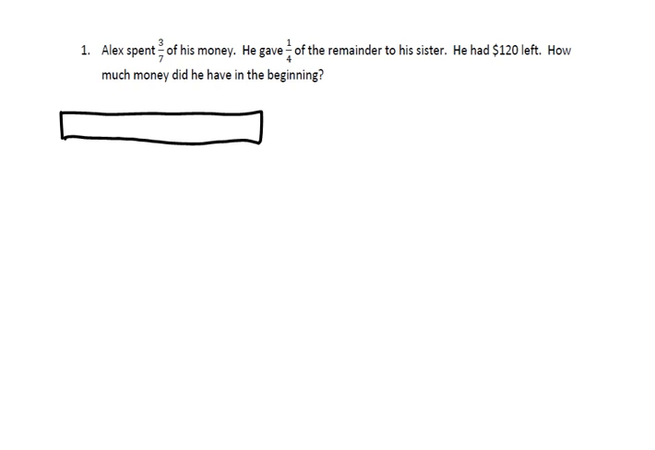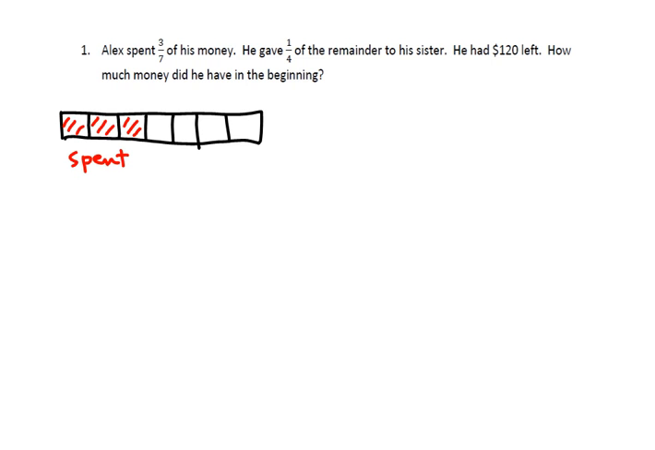Well, the first thing we need to do is take Alex's money and break it down by sevenths, because we're told that he spent 3/7 of his money. So if we assume that that bar there is broken down into 7 equal portions, representing Alex's money, if he spent 3/7 of his money, then we can see that he had 4/7 left.